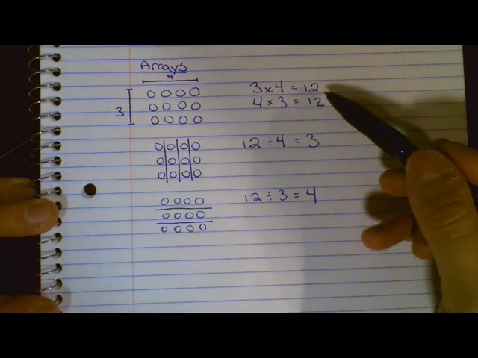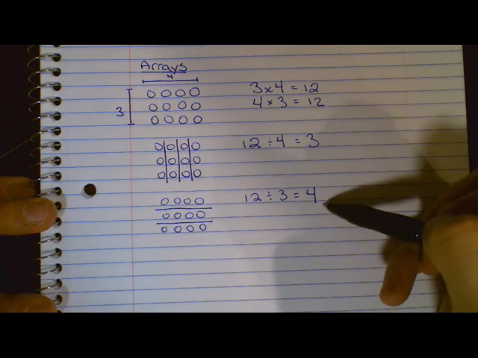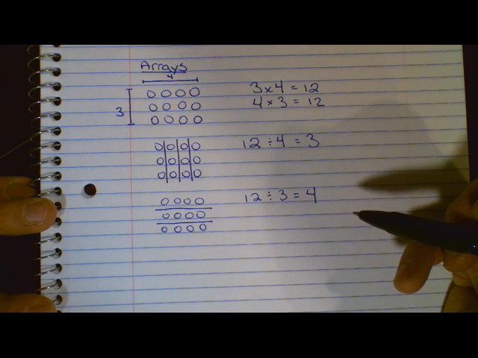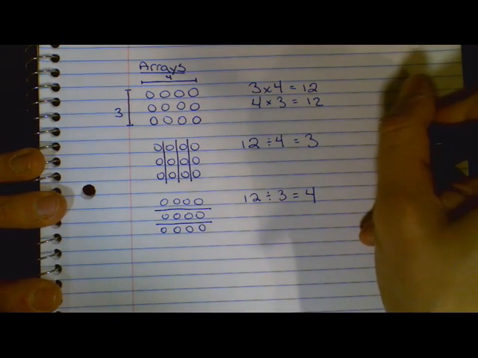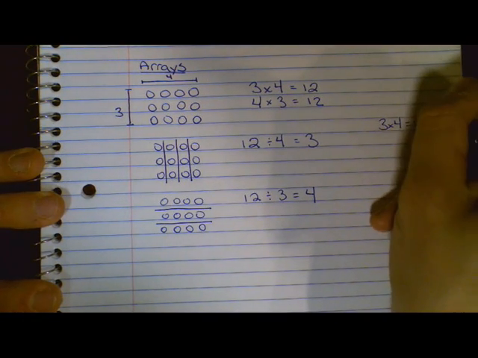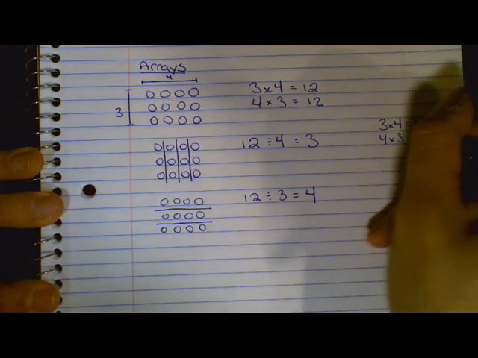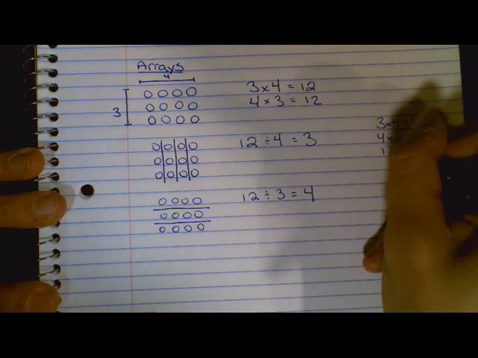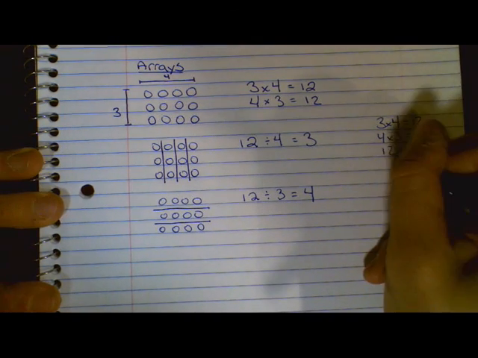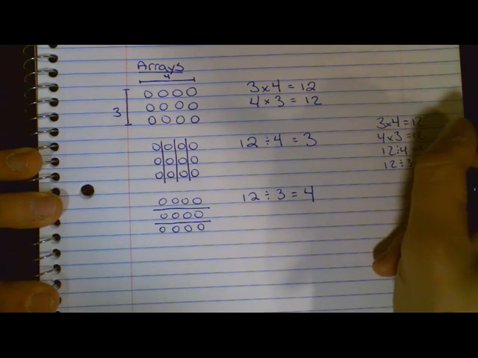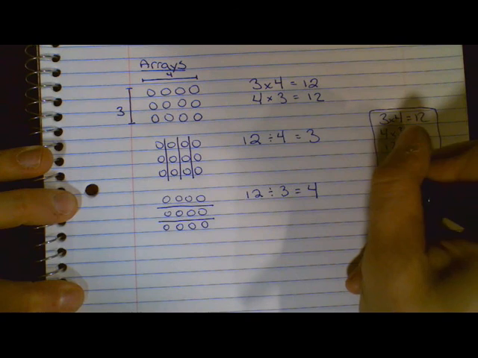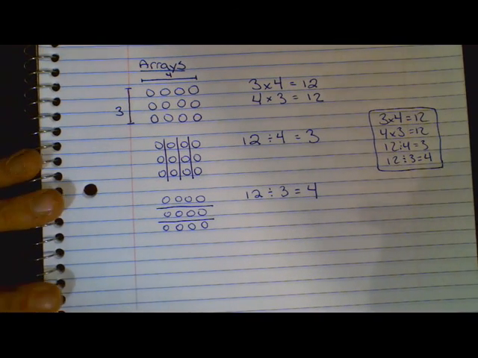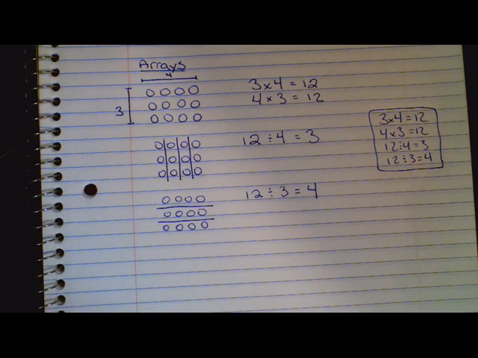So hopefully what you noticed is that all of these numbers are just kind of different organizations of the same thing. So if I rewrite it here, 4 times 3 equals 12, 12 divided by 4 equals 3, 12 divided by 3 equals 4. And I look at this, right? We call these a set of related facts, or a fact family. You might have heard it called before.